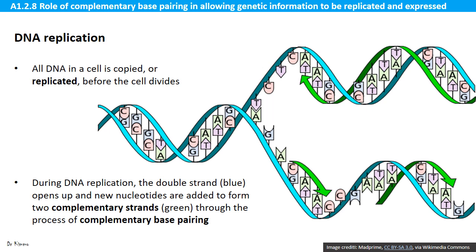DNA replication. All DNA in a cell is copied or replicated before the cell divides. During DNA replication, the double strand, which is blue here, opens up and new nucleotides are added to form two complementary strands, which are green here. And that happens through the process of complementary base pairing.